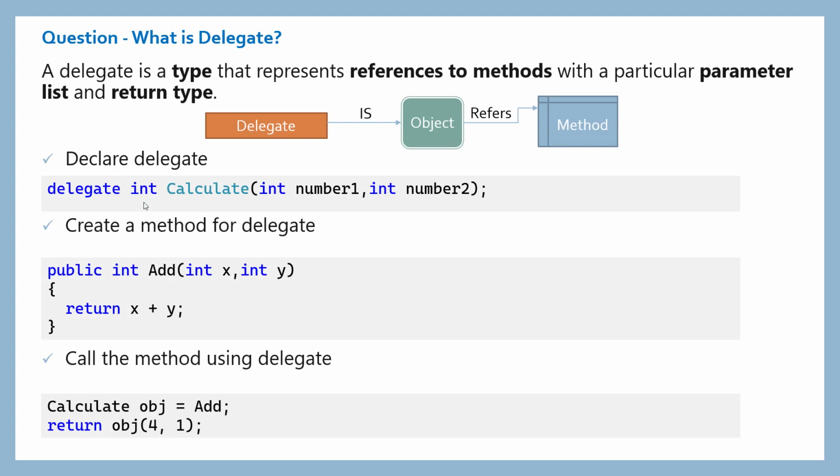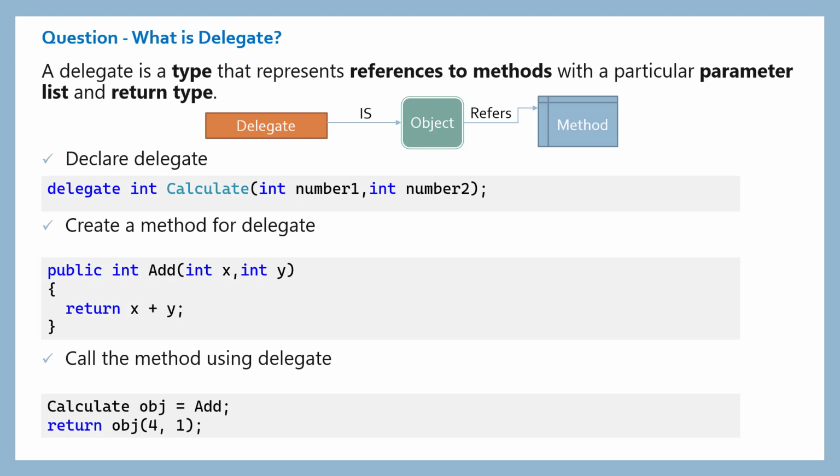In a C# program, we can declare a delegate by using the delegate keyword. The name of the delegate is calculate, having two parameters number1 and number2 of type integer, and the return type is also integer.